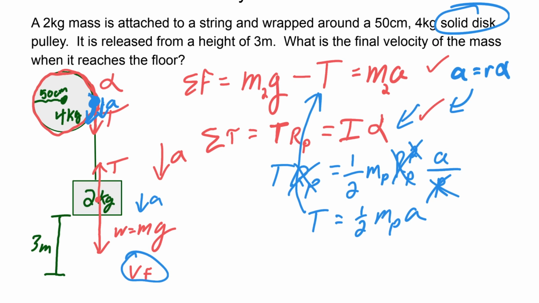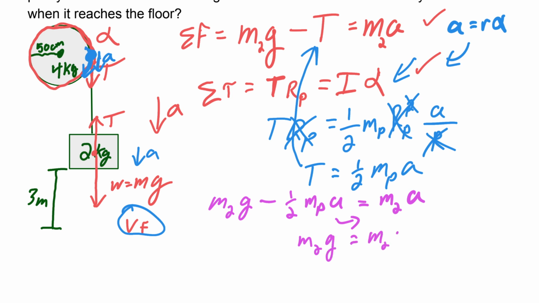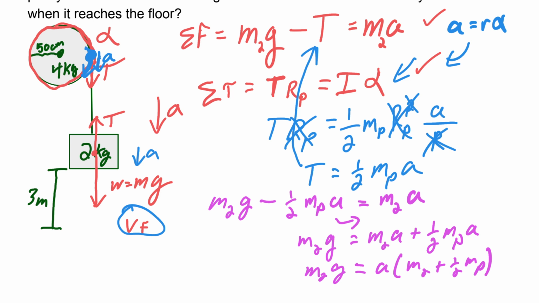So let me make a little bit of space here. When we substitute that in, we get m2g minus 1/2 mass of the pulley times a equals m2a. Let's get this over onto that side and do the algebra. So m2g equals m2a plus 1/2 mass of the pulley times a. When we distribute, we get a times (m2 plus 1/2 mass of the pulley) equals m2g. And then lastly, m2g divided by (m2 plus 1/2 mass of the pulley) equals a.